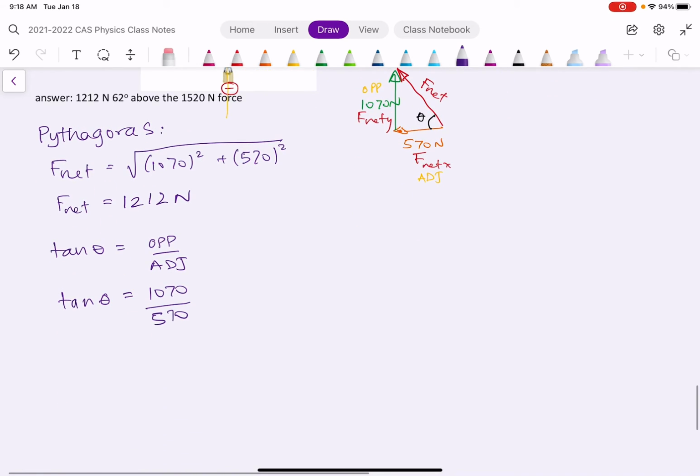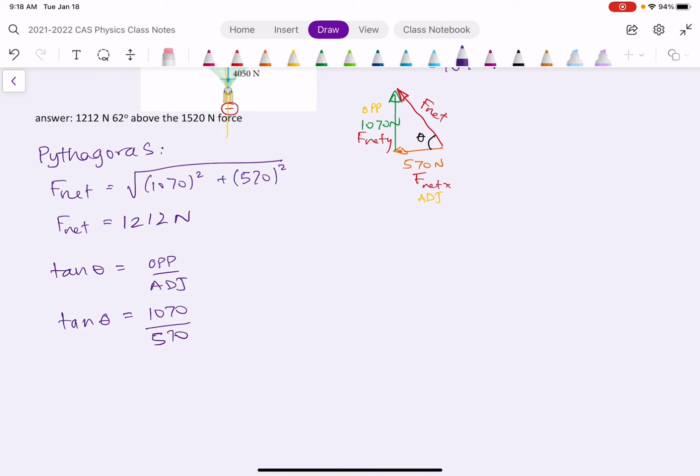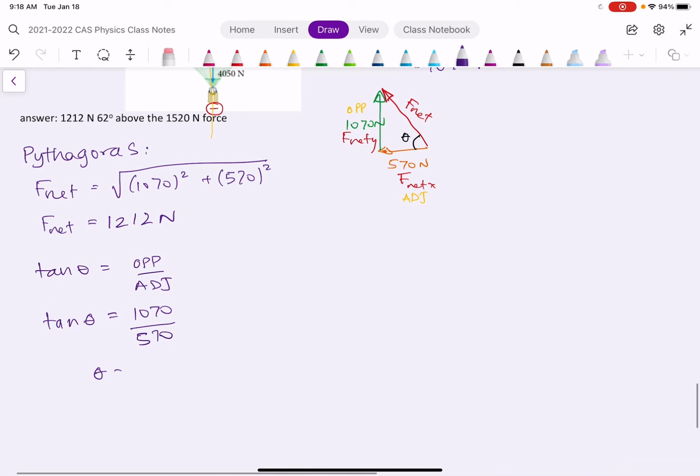Okay, so to solve this, I'm going to do tan inverse. So theta equals tan inverse of this division, 1070 over 570. So when I find theta, I get 1070 divided by 570, and I'm going to tan inverse my answer. I get an angle of 61.955 degrees. So I'm going to call that 62 degrees.